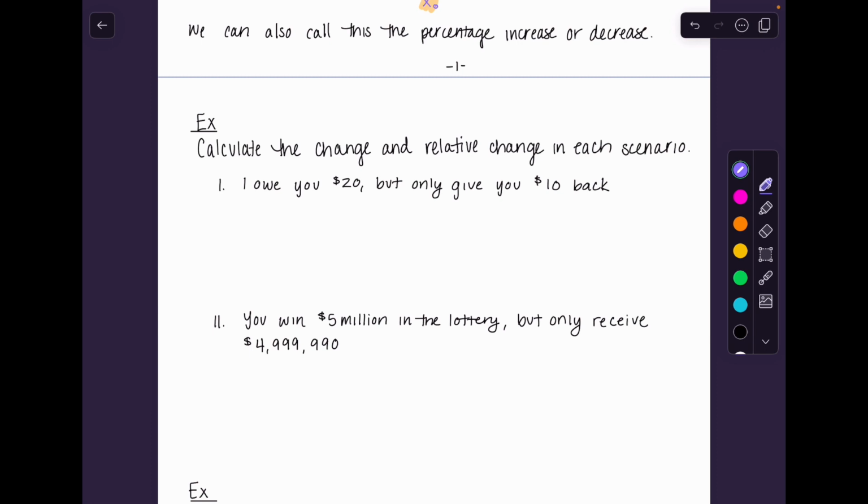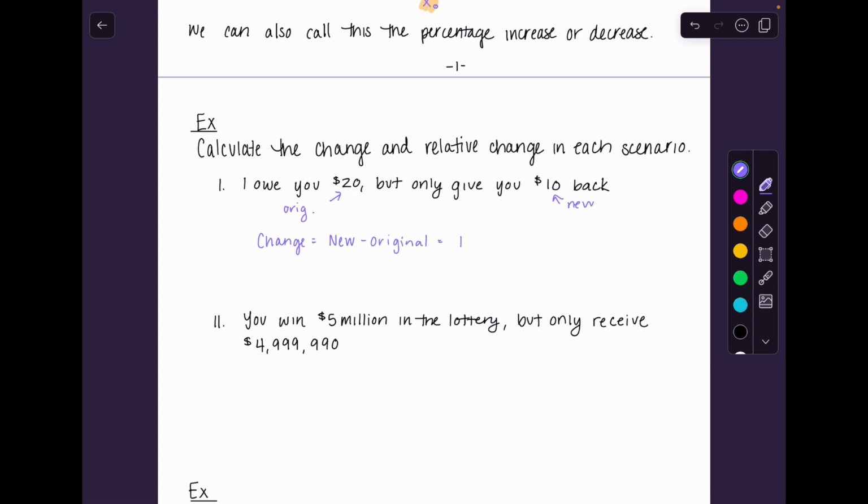So in the case I owe you $20, this is the original value. It's what we started with. That's what you gave me. The money you got back, however, is the $10. So this is our new value. So our change is going to be the new minus the original.